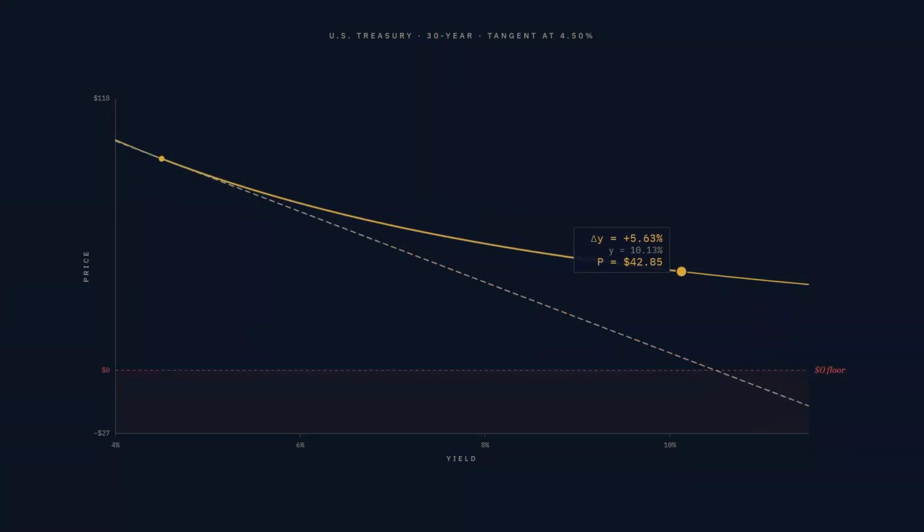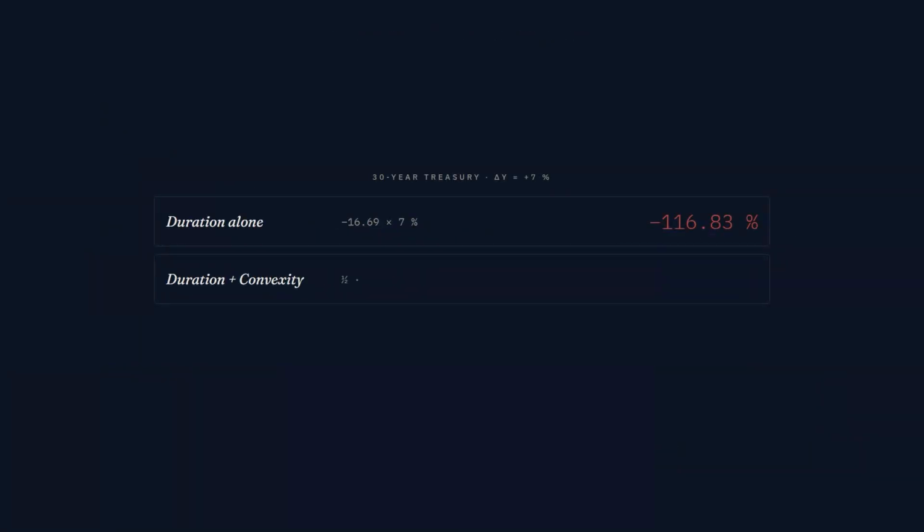Now walk the cursor back along the actual gold curve all the way to plus 7%. The curve doesn't crash through the floor, it bends. It approaches zero from above and never crosses, because real bond prices are anchored by reality, not by a straight line approximation. So what happens when we add convexity to the rescue?